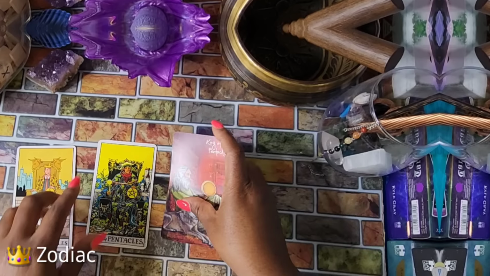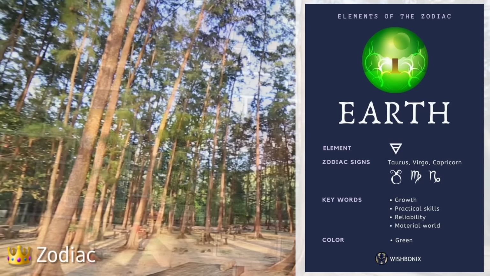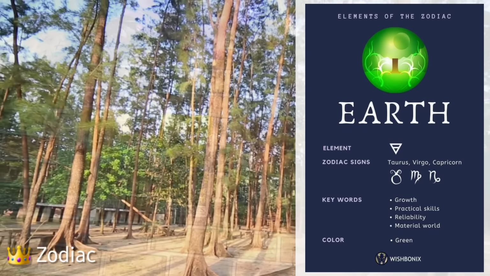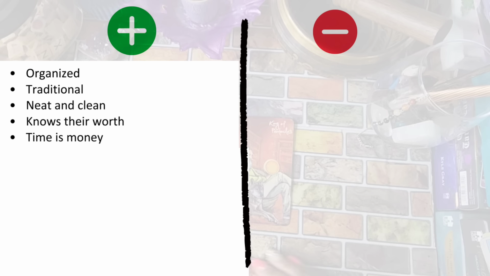The King of Pentacles, he's my buddy. So these are the Capricorns, the Taurus, and the Virgos. They are organized, right? Very organized, traditional, neat and clean, knows their worth. They're not going to give you a discount just because you're the family member. They know their worth, okay? Time is money for these people.